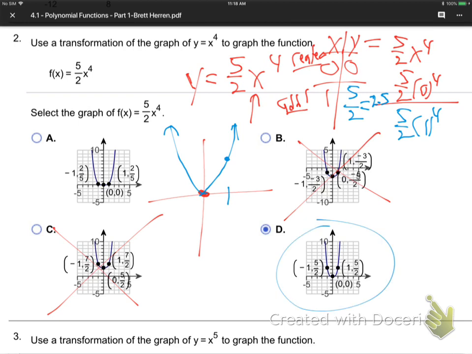The other one has the wrong point, over 1 up 2/5. That's not right. And we're done. Is that good? You like the table plan?